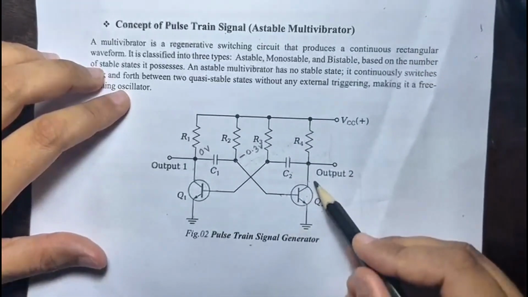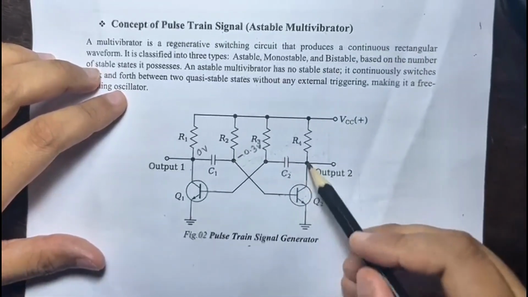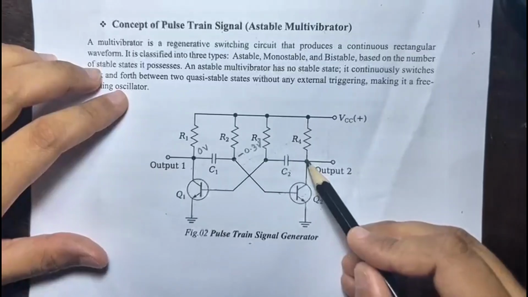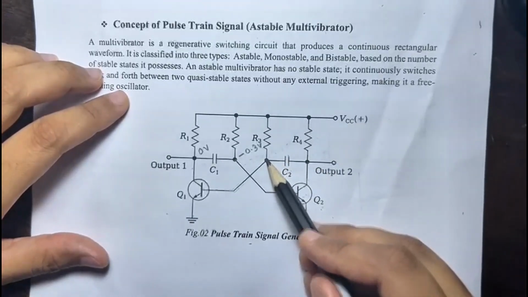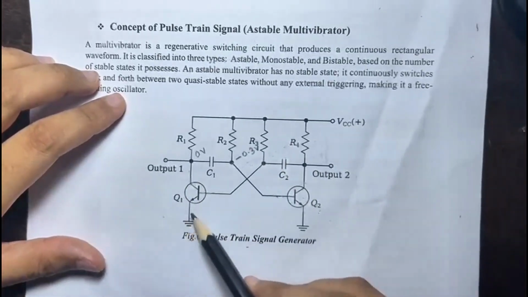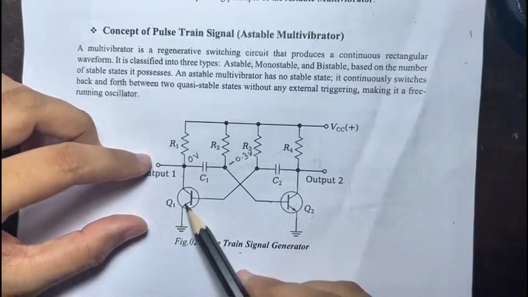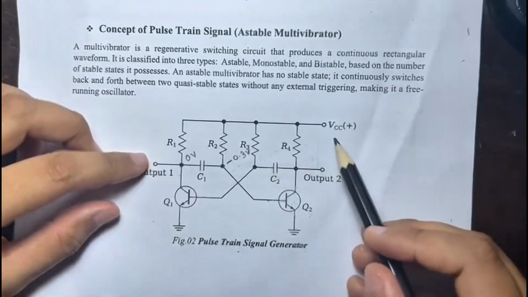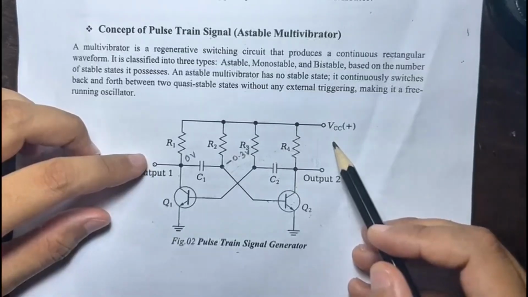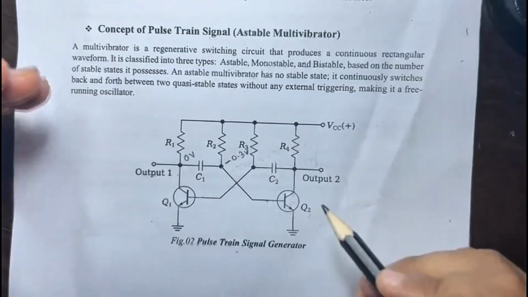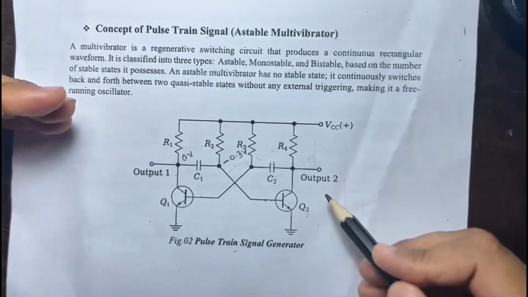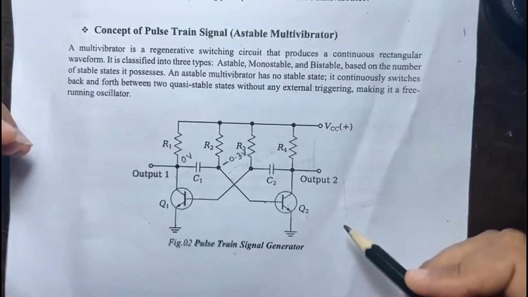So when Q2 is in the saturation region, the voltage here will be 0 volt. So some minus voltage will come here. That's why Q1 will be in the cutoff region, and we will get our output here that will be equal to our input voltage VCC, and that happens over and over again. So this is our circuit which is generating a positive signal.